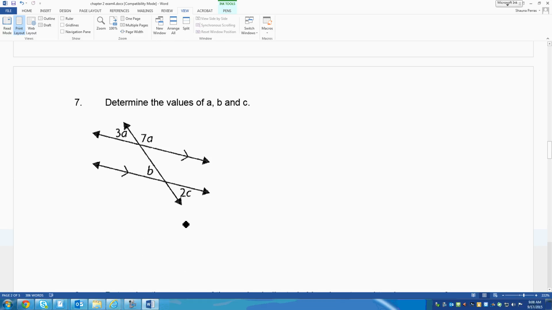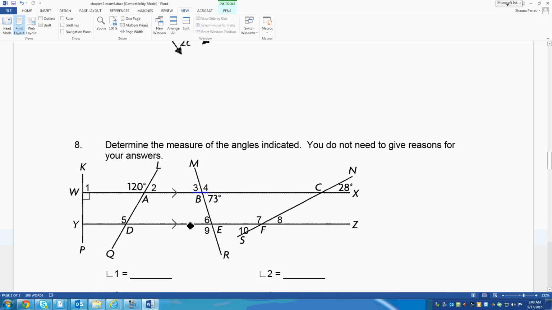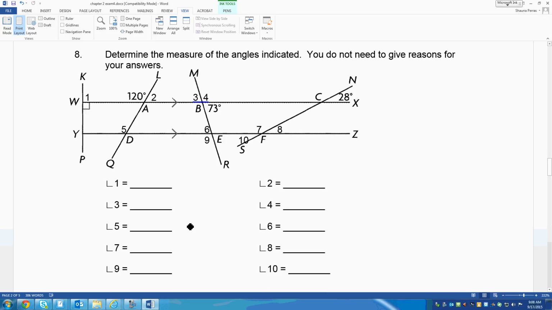Question 7, I think, was well done. Well received. I don't think anyone had issues with question 7. Okay. Question 8, there was a few key mistakes here and there, but overall it was well done.